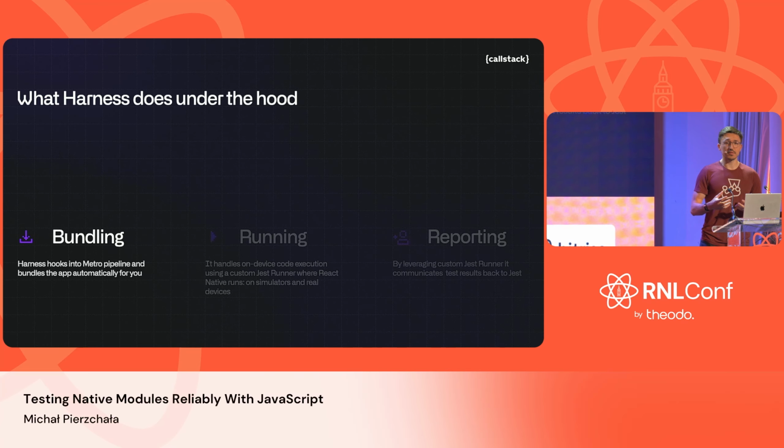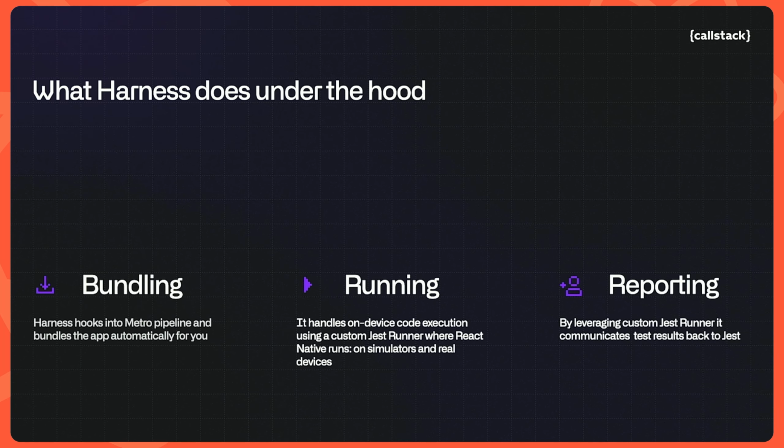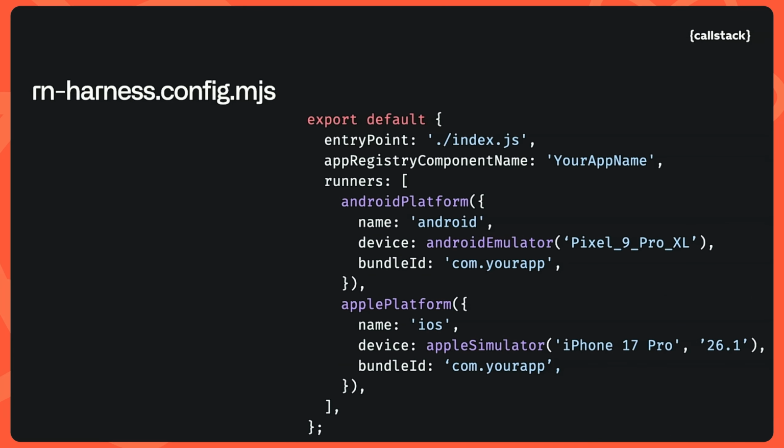So what Harness is doing for you is the bundling. So it integrates tightly with Metro. It integrates with Jest using a feature called custom Jest runners. And thanks to the custom Jest runner, it's able to feed the information from the native realm and put this back into our JavaScript environments and other scripts that are living in Node.js land.